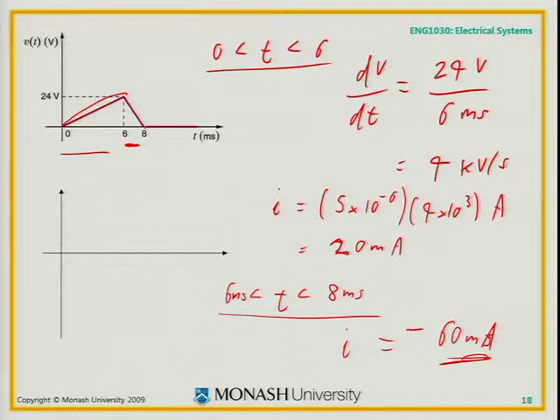What about in this period of time? What's the rate of change of voltage with respect to time? 0. So the current is 0.